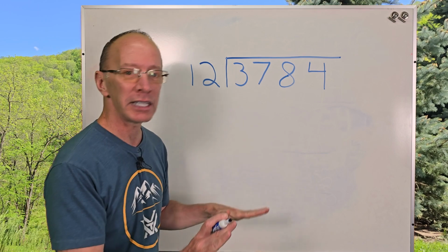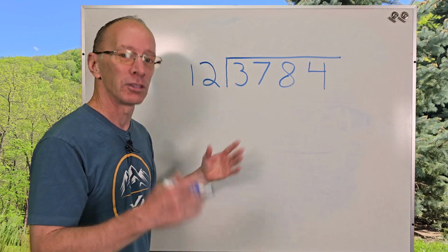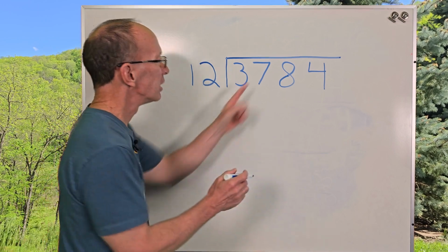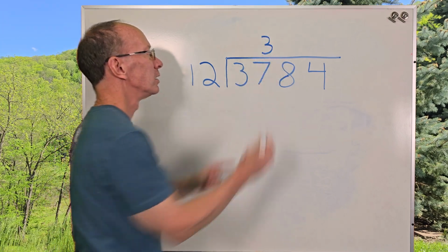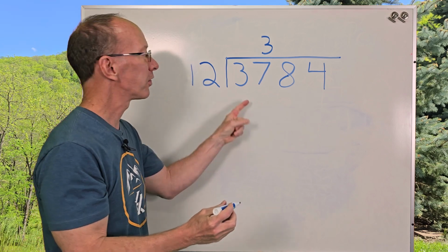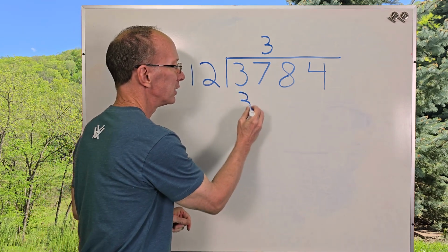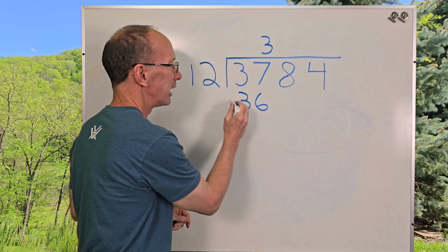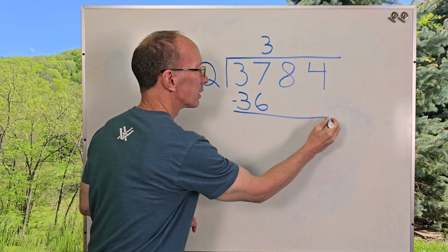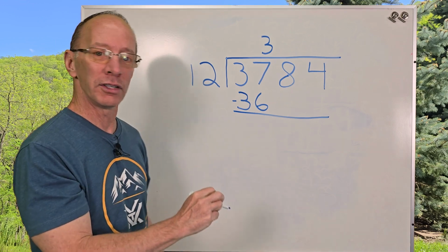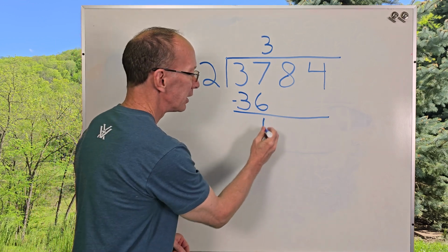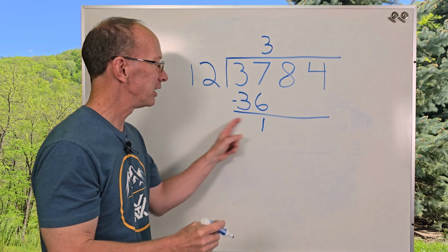So we need to drop it down to 36. So 12 times 3 equals 36. So I put the 3 right up here. So 3 times 12 is 36. So I write 36 right here. And now I subtract. So 7 minus 6 is 1, uno, if you know Spanish. And 3 minus 3 is 0, and you don't even need to put a 0 there.